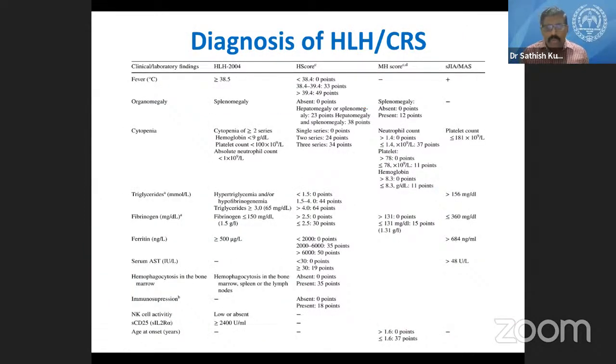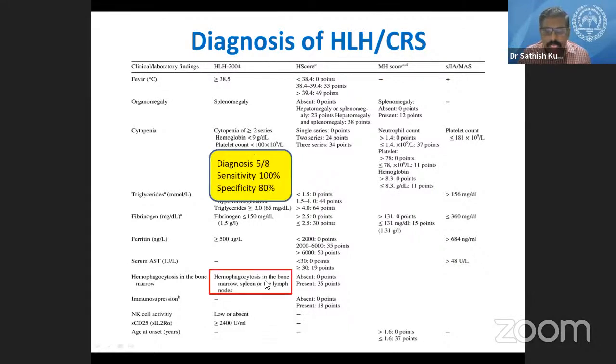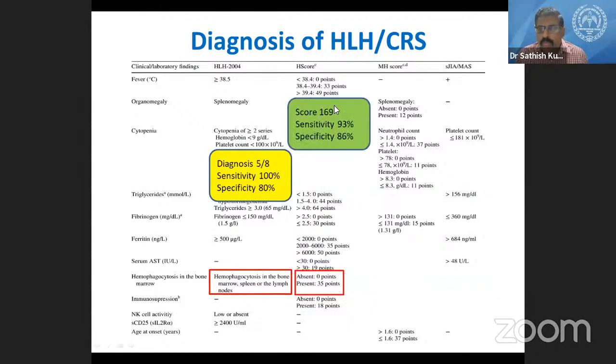Then these are the 4 different criteria which Dr. Fabricio already spoke about. So we talked about the familial HLH 2004 criteria for primary HLH. In that, hemophagocytosis is there. If you have 5 out of 8, sensitivity is 100% and specificity is 80%. Then there is this HS score, which is mainly used in adults. It is not used in pediatrics. It is to differentiate primary HLH versus macrophage activation syndrome. Again, they give points to each and every criterion. Here we can see hemophagocytosis in bone marrow. If the score is more than 169, the sensitivity is 93% and specificity is 86%.